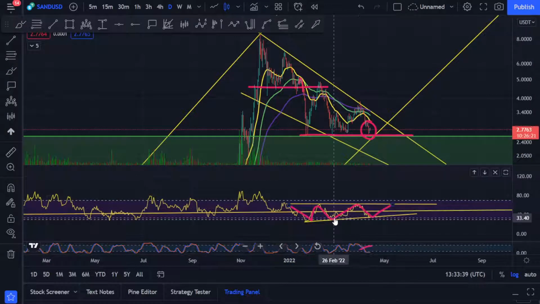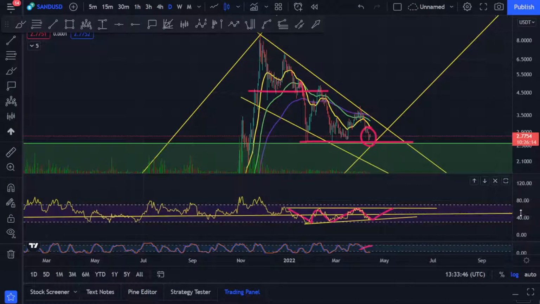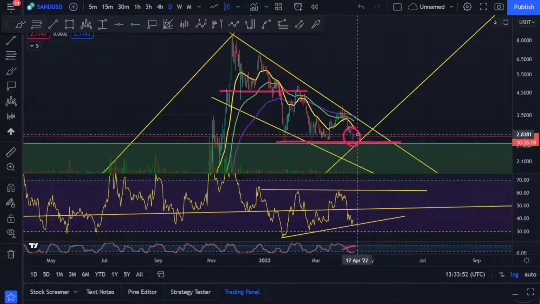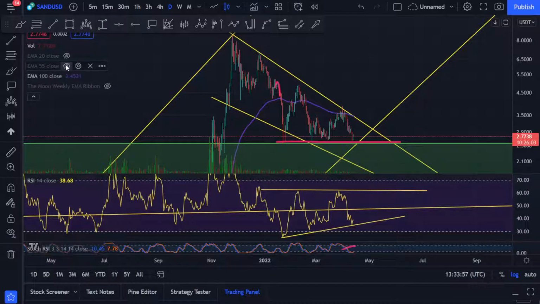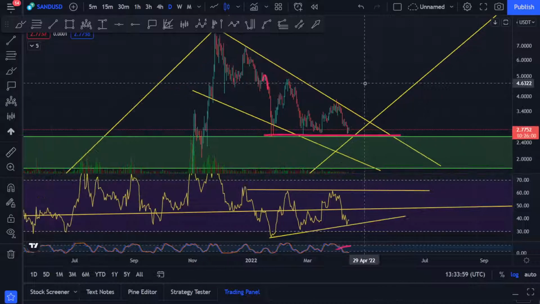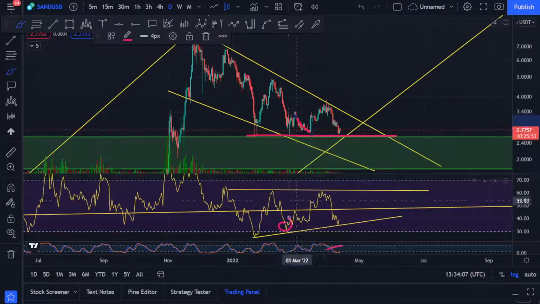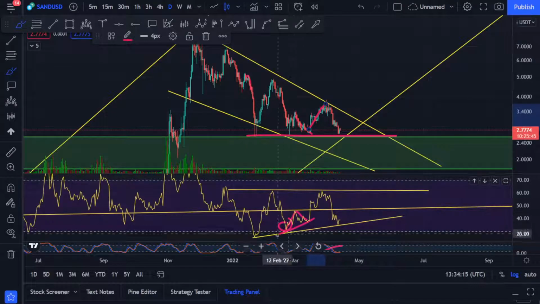Okay, and you can see last time we were here. Take this off. Okay, now you can see it better. So you can see last time we were right over here, okay, we were coming down, and the RSI was going up until you made this bullish divergence here and the price popped towards the upside, okay? You can see what happened.